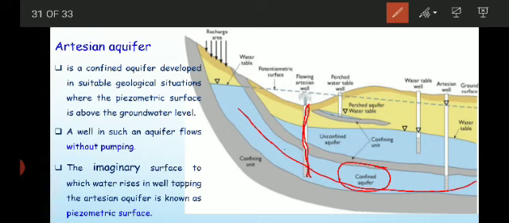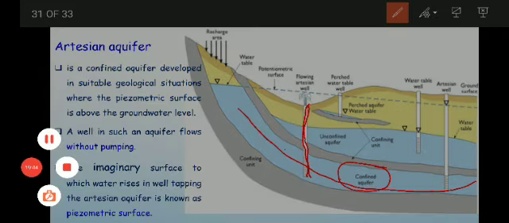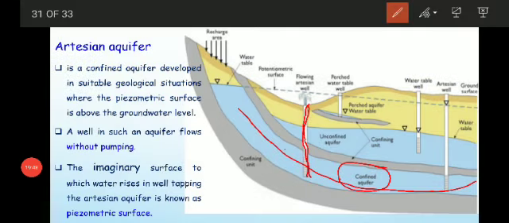An artesian aquifer is a confined aquifer which is developed in suitable geological situations where the piezometric surface is above the groundwater level. Here you can see this line is called the piezometric surface, where the water is present up to this height. You can see here the symbol is given of the water table. So the actual water table is here up to this height, right? Whatever is the height up to which the water rises, that is called the piezometric surface.